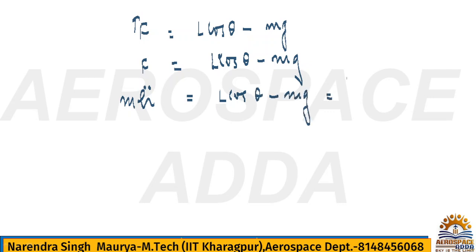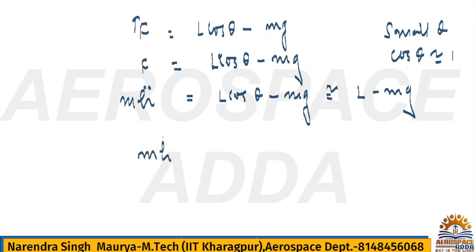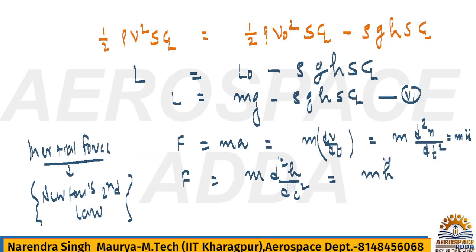We can write like this for a small flight path angle, small theta. So what will be cos theta? For a small theta, cos theta becomes 1, because theta is small, just like 0, and cos 0 becomes 1. So you can approximately write L minus mg. This is one thing. Now ultimately you got this equation: m h double dot is equal to L minus mg. This is the equation you got here.